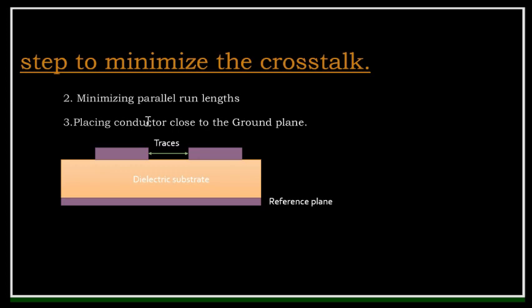And one more guideline to reduce the crosstalk is placing the conductor close to the ground plane. The ground plane, or reference plane, concept we are going to discuss in our next video. This reference plane, which provides a return path for the return current for these two traces or transmission lines, should be placed closer to these traces. It means the dielectric substrate height should be reduced in order to reduce the crosstalk. Being high-speed design engineers, we need to keep these three guidelines in mind to reduce the crosstalk.